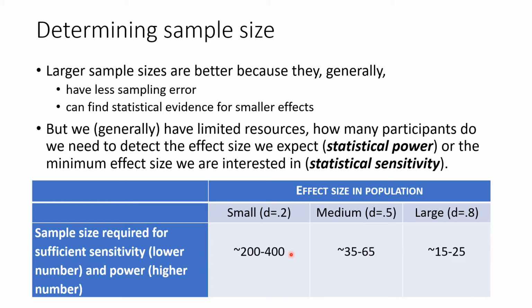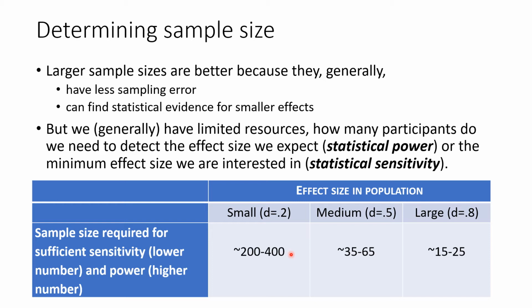Now, statistical sensitivity is slightly different. If there is not a reported effect size in the literature that you're trying to find, maybe you're doing the first study of its kind, and what you're really interested in is making sure that you can detect a certain effect size that is a minimum effect size. So maybe you want to say, well, I want to make sure I can detect at least a medium effect size, or I want to be able to detect at least a small effect size, something like that.